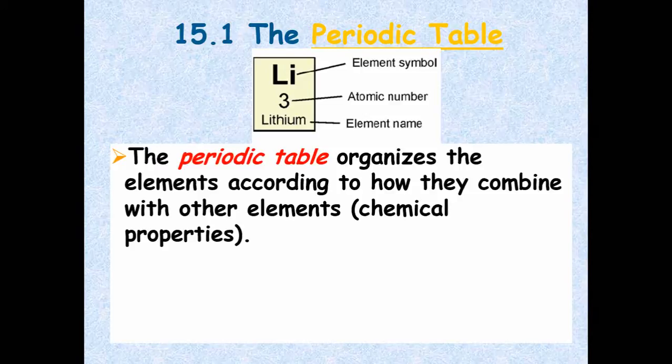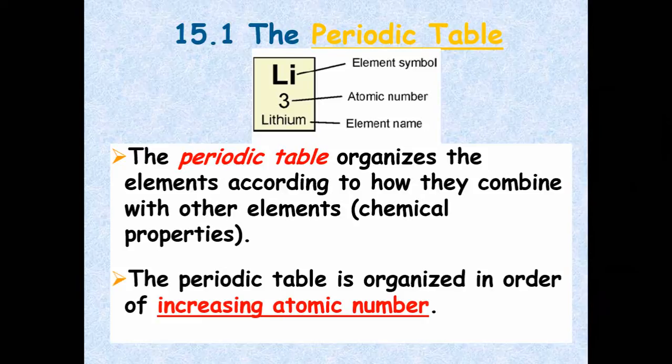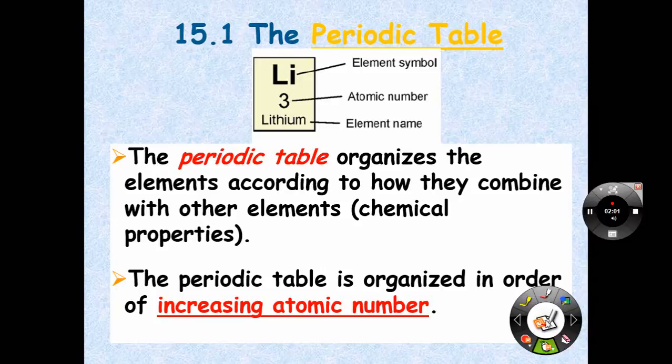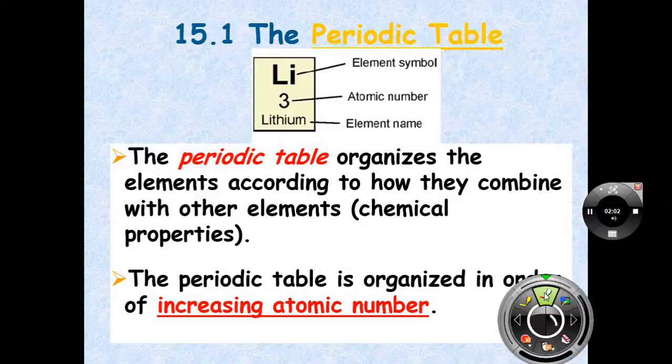The periodic table organizes the elements according to how they combine into other elements, or based on the atomic number. So the periodic table is organized in order of increasing atomic number. So there's 3 here. Before lithium, of course, is 2. After lithium is 4. And those are comprised of 2 different elements that you would see.